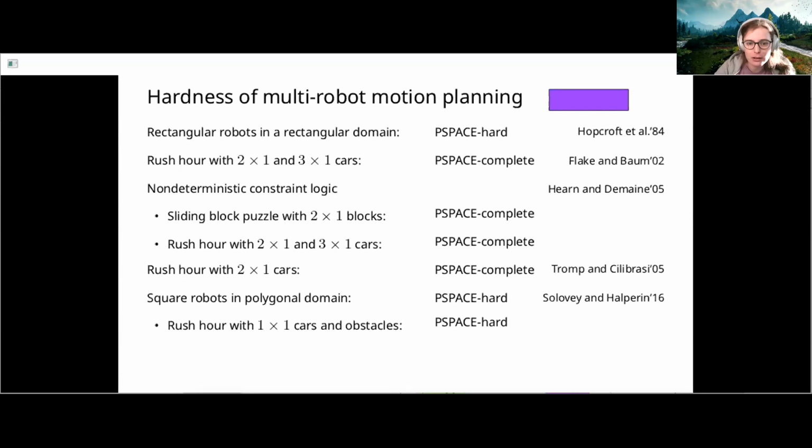And I will be referring to a lot of work by people watching this. So I'm sure that you will see a lot of maybe familiar pictures. Okay, so square robots in a polygonal domain with obstacles, reconfiguring them is also known to be PSPACE-hard.